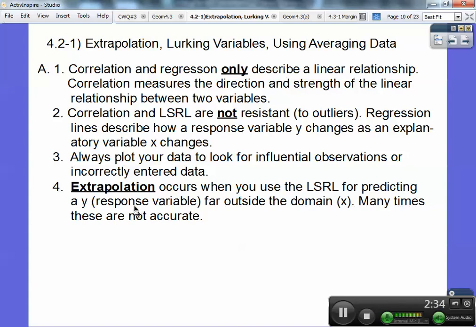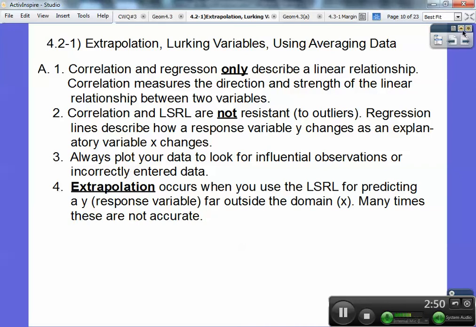Then extrapolating occurs when you use the least squares regression line that your calculator calculated for you to predict a response variable, a y variable, that would be far outside your x variable, so past it. So many times these aren't accurate.